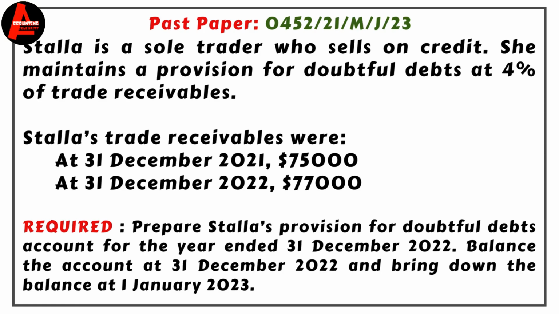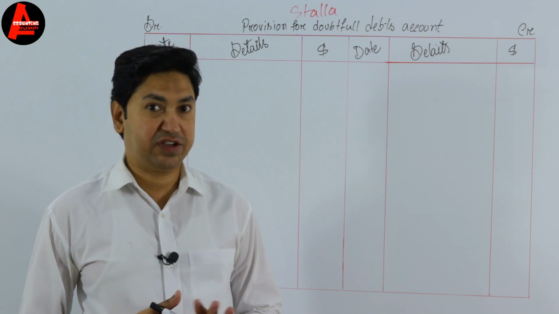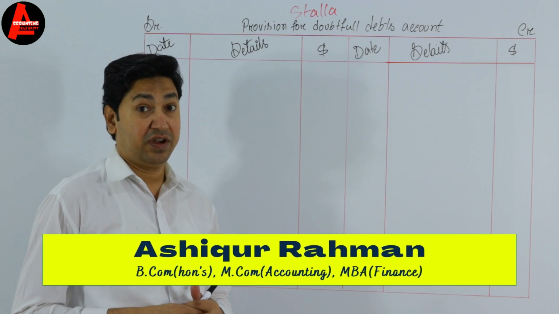Stalla is a sole trader who sells goods on credit. She maintains a provision for doubtful debts at 4% of trade receivable. Okay, point to be noted, it is 4%. Stalla's trade receivables at 31st December 2021 were $75,000. At 31st December 2022 it is $77,000. Okay, so these are the only information we have in the question. Now we need to prepare this provision for doubtful debts account.